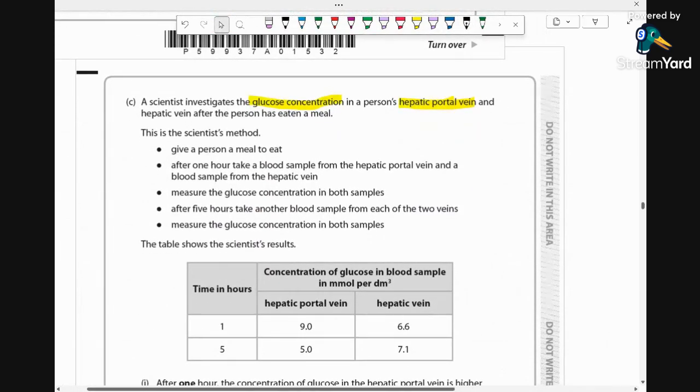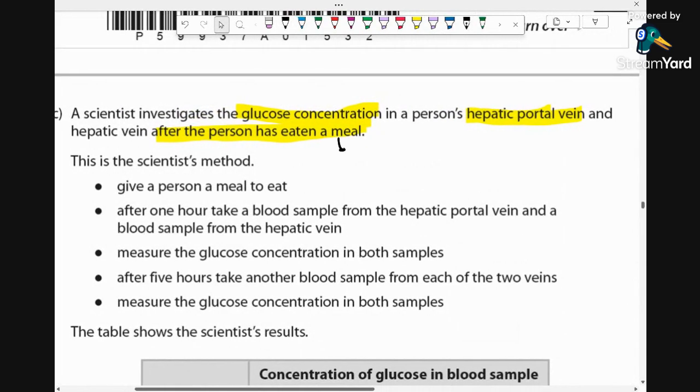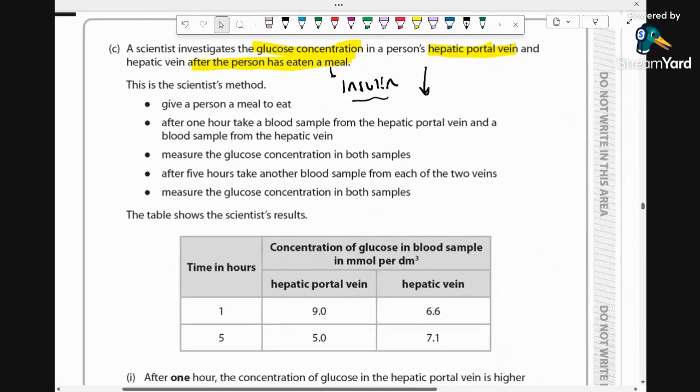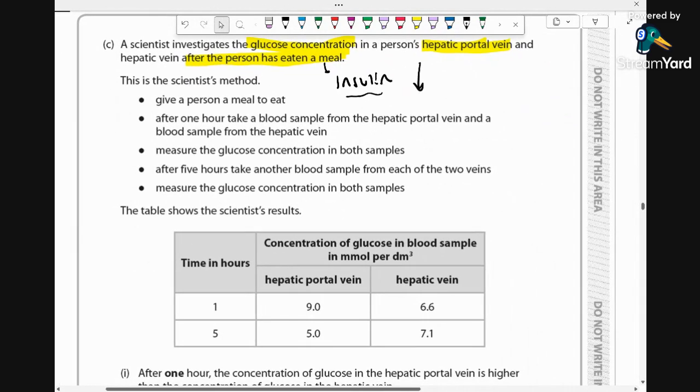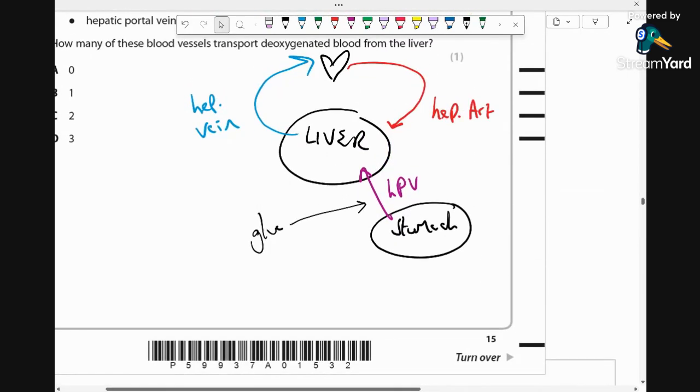After the person has eaten a meal, that's interesting. So immediately I'm now thinking, oh, this could be about insulin and blood glucose. So insulin is released by the pancreas, which decreases the blood glucose levels, don't forget, after you've eaten a Snickers bar or something. So the scientist's method: they give a person a meal to eat. We don't really have much detail on the meal. After 1 hour, is that really enough time? Take a blood sample from the hepatic portal vein and a blood sample from the hepatic vein. So we're talking about these two, aren't we? Hepatic vein and hepatic portal vein.